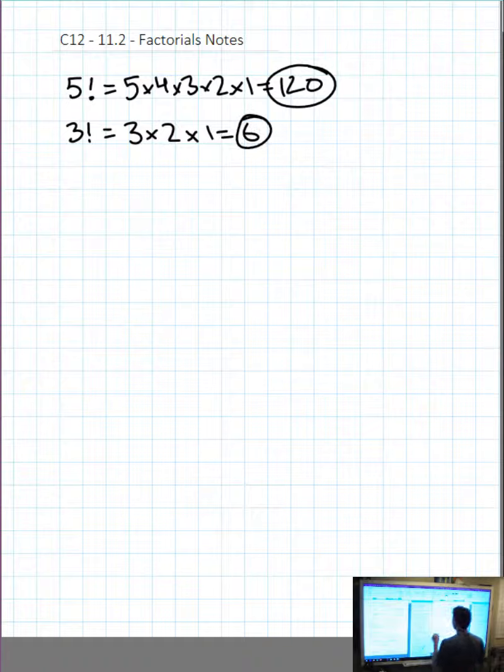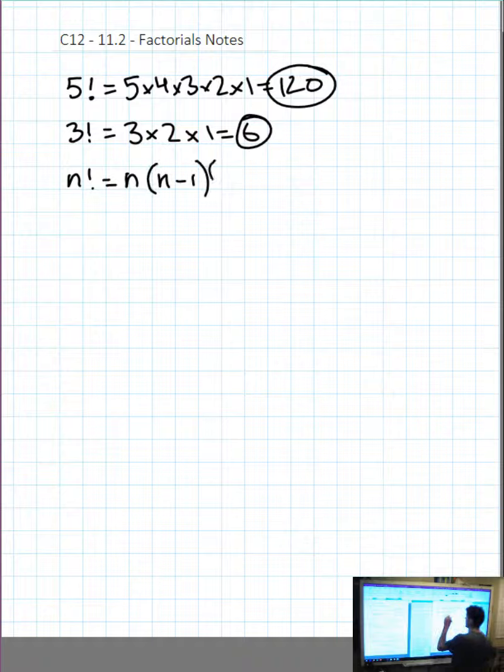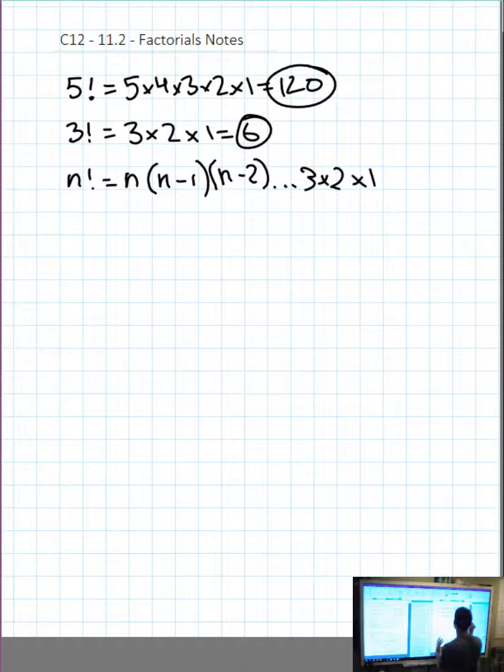So what would n factorial be, in the notes off to the right? N factorial, n exclamation mark. Well, it means n times n minus 1 times n minus 2, and so on until we get down to 3 times 2 times 1. Now, for our purposes, it doesn't really matter what we get to, 3, 2, 1. We're going to cancel them off anyway. So let's see how canceling works.